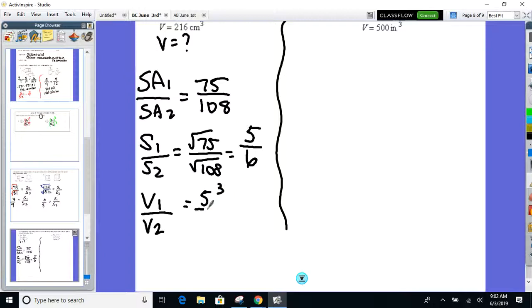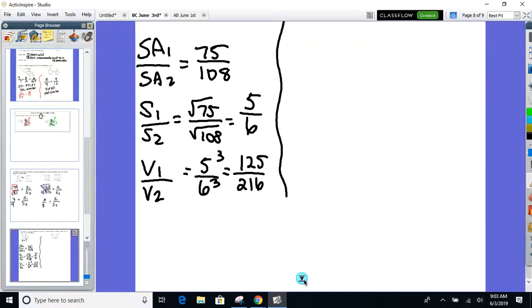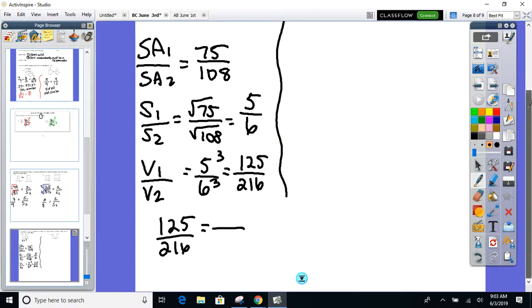Now, can you just set up your proportion with 5 cubed over 6 cubed? Yeah, you could. I'm just going to find the actual 125 over 216, now that we finally have the volume ratio. So now I could say 125 over 216, or 5 cubed over 6 cubed, that's fine, equals, which one was I given? The larger or the smaller volume? 216 is the larger.